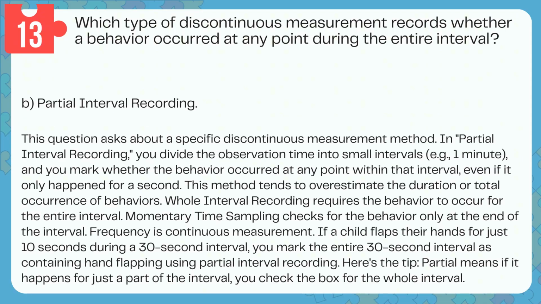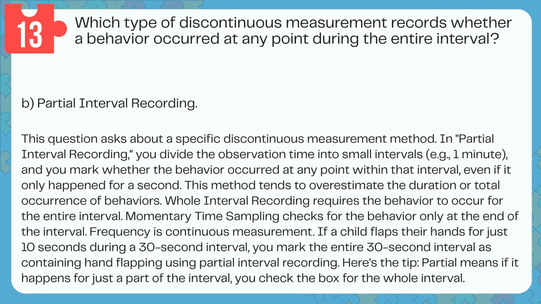Answer B. Partial interval recording. This question asks about a specific discontinuous measurement method. In partial interval recording, you divide the observation time into small intervals, for example 1 minute, and you mark whether the behavior occurred at any point within that interval, even if it only happened for a second. This method tends to overestimate the duration or total occurrence of behaviors.